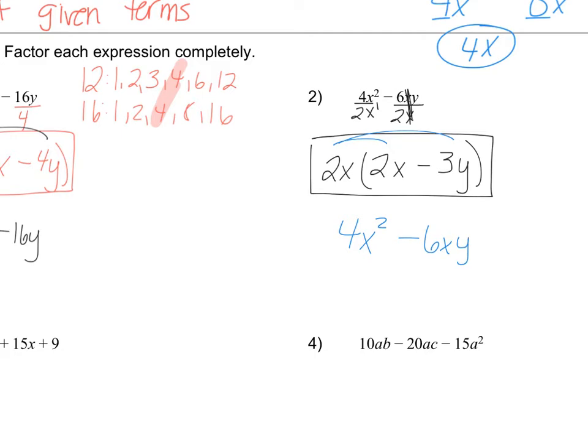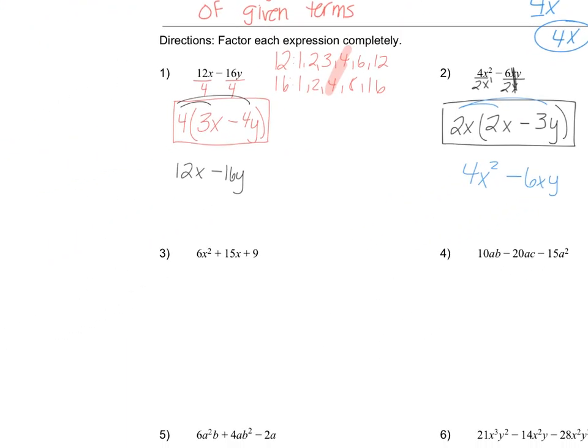So your answer is going to be the factored form where I take out that greatest common factor. However, you can always check your work by distributing. And I would suggest that especially early on as you start practicing. Let's look at number 3.